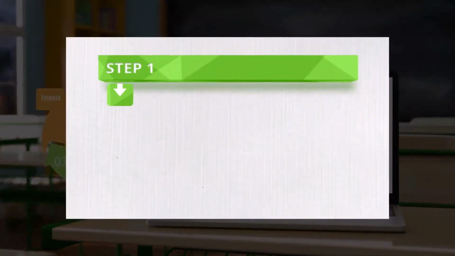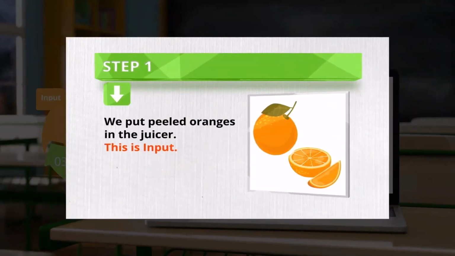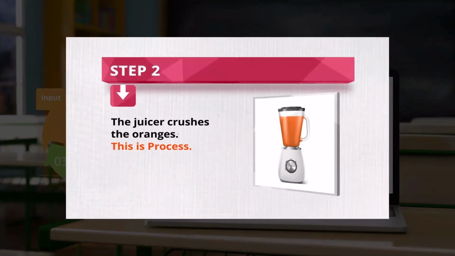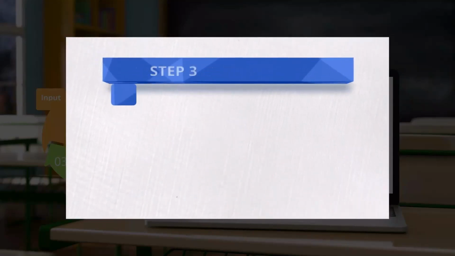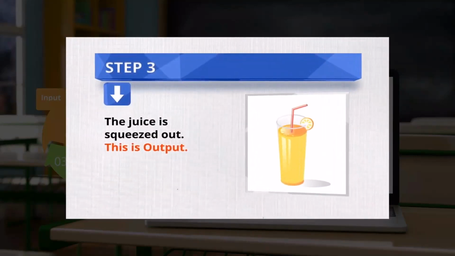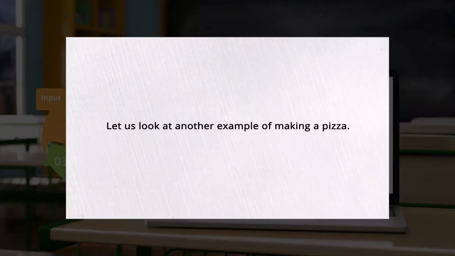Step 1. We put peeled oranges in the juicer. This is input. Step 2. The juicer crushes the oranges. This is process. Step 3. The juice is squeezed out. This is output. Let us look at another example of making a pizza.